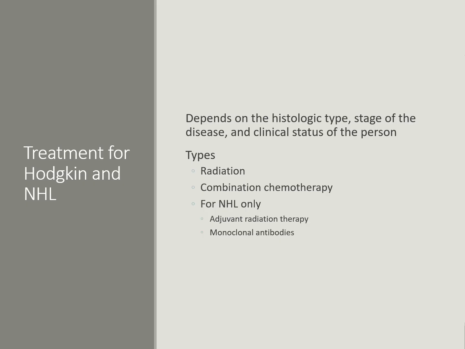But the treatment for both Hodgkin's and non-Hodgkin's depends on the type of lymphoma. It also depends on the stage of the disease at diagnosis and the overall clinical status of the person, really how healthy and how able they are to withstand treatment. And so it might be different types or combinations of therapy, things like radiation and chemotherapies. For non-Hodgkin's lymphoma, we might use adjuvant radiation therapies, so maybe more small dose therapies, or there are some what we call monoclonal antibody treatments that are sometimes helpful.